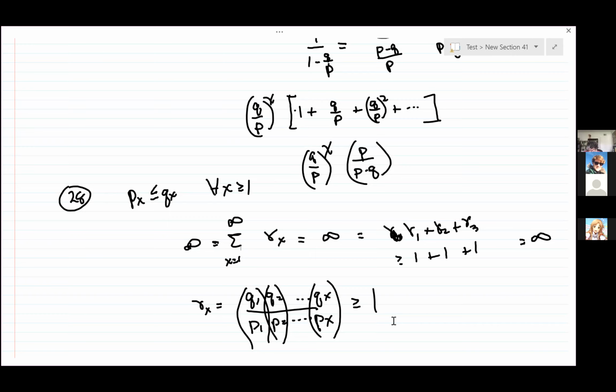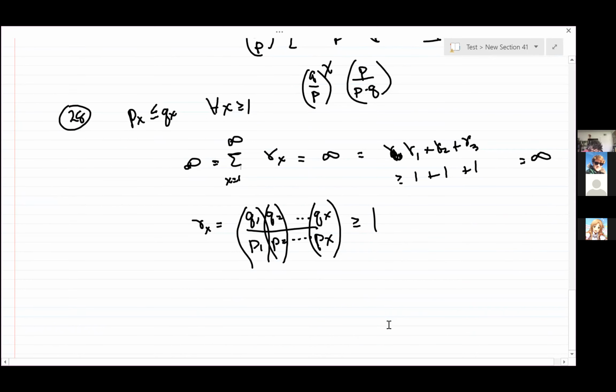29 is similar to 28. We're using 68 everywhere. So what do we know? In 29, we know that qx over px is greater than or equal to what? x squared over x plus 1 squared. That's what we know.